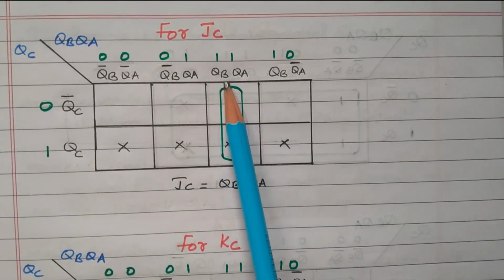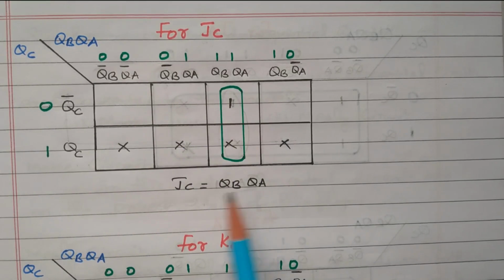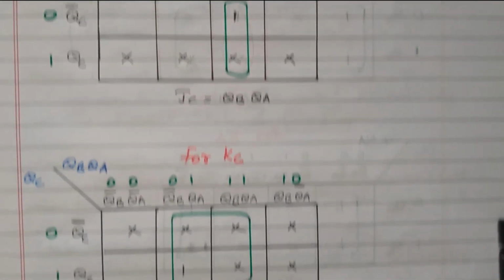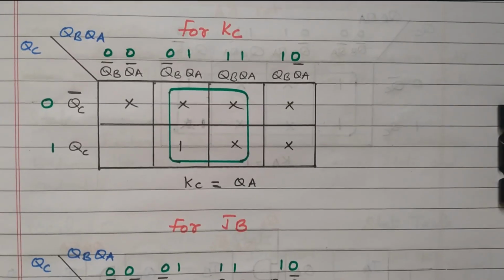Only we have to refer this. That is KB into KA. So the expression for JC is KB into KA. Similarly, we can go for KC. What is the expression for KC?